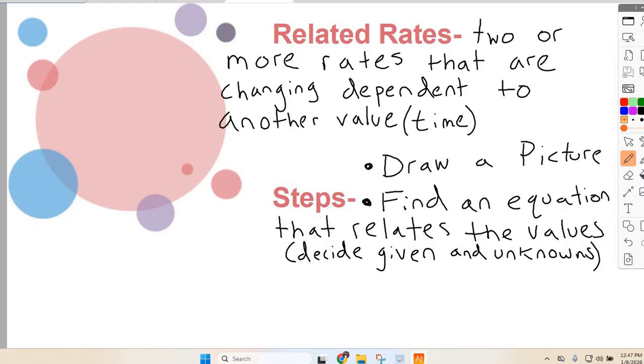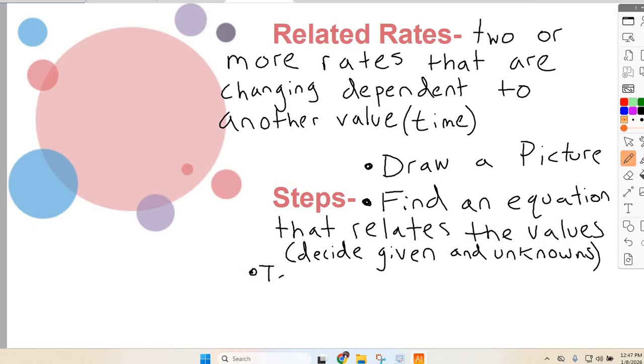Because depending on what they give us and what they want us to find, that's going to determine which of our equations we want to use. So like yesterday when we were looking at volume and radius, we wanted to use the volume equation because V equals 4/3 pi r cubed has both volume and radius in it. We were able to relate the two together.